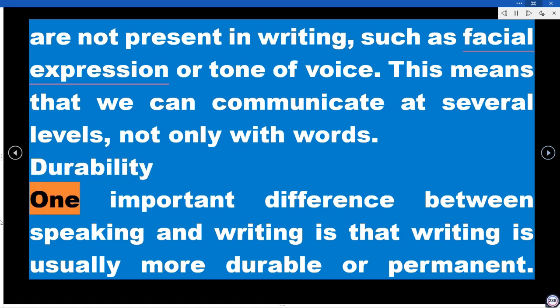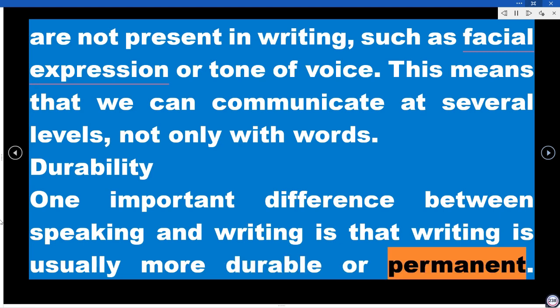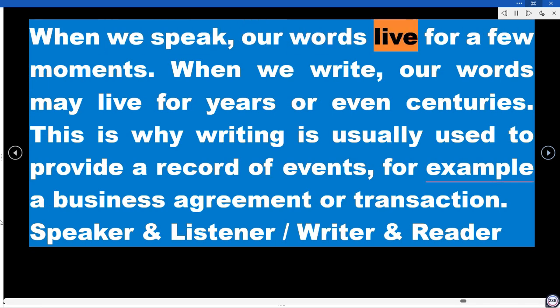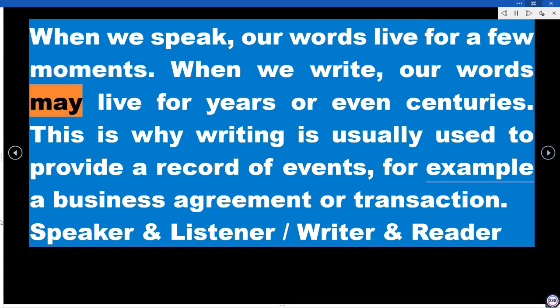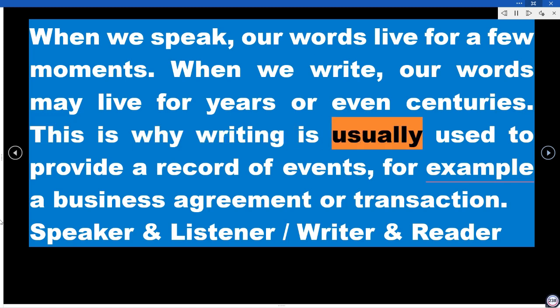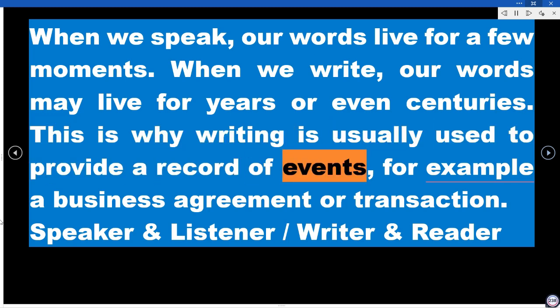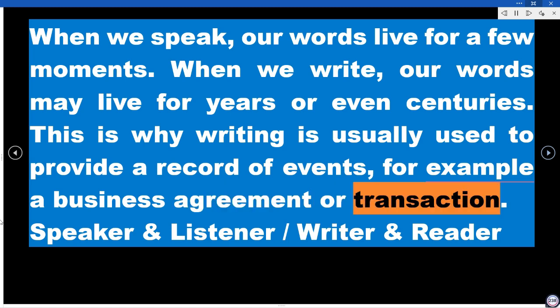Durability. One important difference between speaking and writing is that writing is usually more durable or permanent. When we speak, our words live for a few moments. When we write, our words may live for years or even centuries. This is why writing is usually used to provide a record of events, for example a business agreement or transaction.